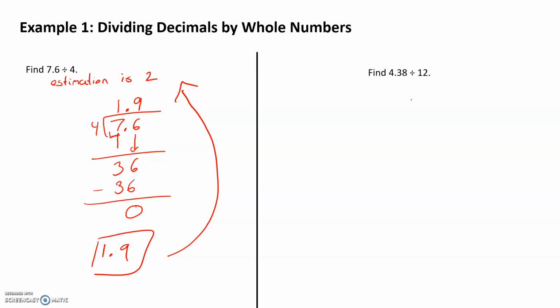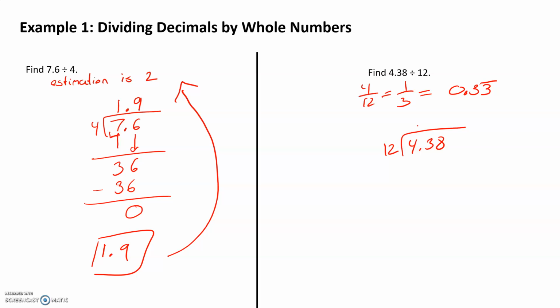All right, second one. My estimation is going to be 4/12, which is 1/3, which is 33 hundredths. All right, what I did was 4 divided by 12 is 4/12, and that's closer to 1/3, and 1/3 is a benchmark fraction of 33 hundredths. All right, so now let's go and divide. 4 and 38 hundredths divided by 12.